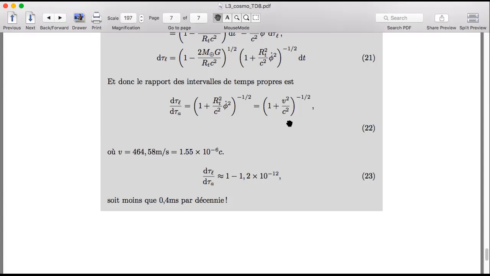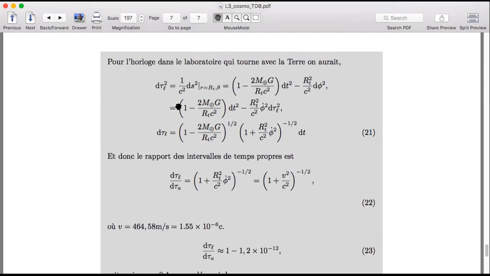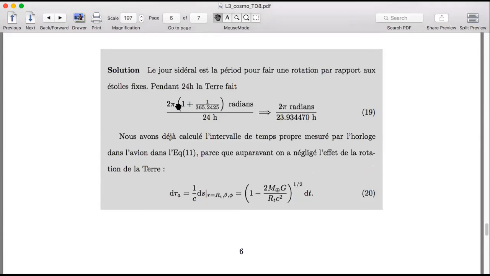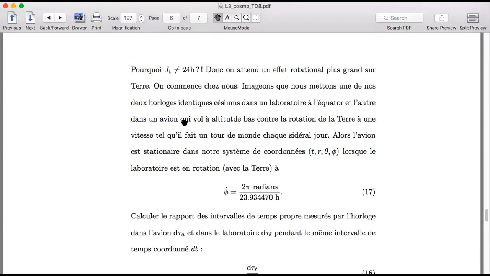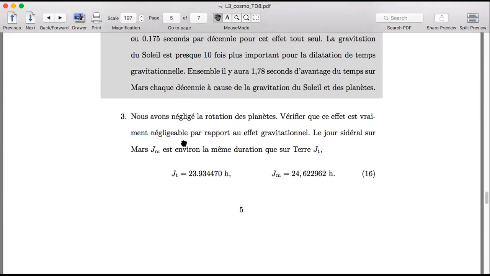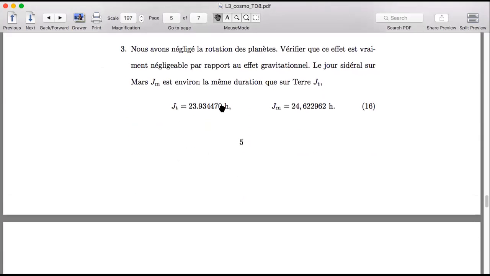And so even though we have clocks moving around in a gravitational field, we don't actually have to take into account gravity for this last question here. This question here, we're only taking into account the movement of the clocks at a constant gravitational potential. I guess that's my point.